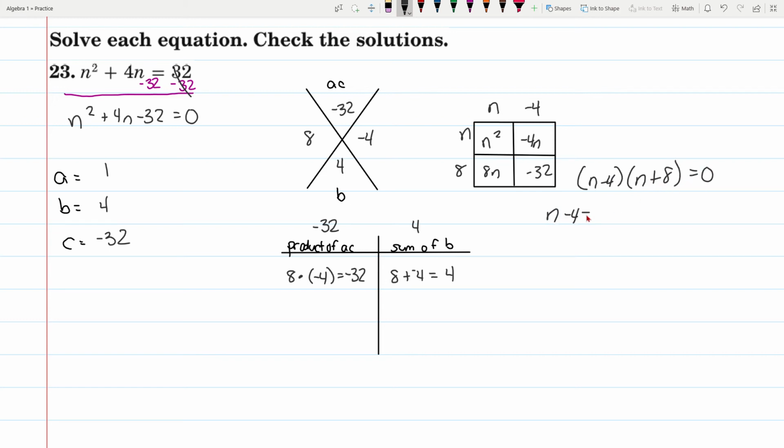So either n minus 4 has to equal 0, or n plus 8 has to equal 0. Add 4 to both sides, n equals 4. Subtract 8 from both sides, and n equals negative 8. So you have negative 8 and 4 as your solutions here.